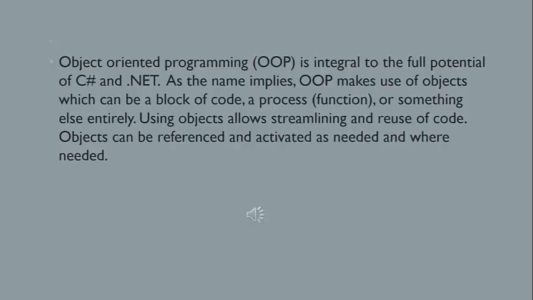Object-Oriented Programming, or OOP, is integral to the full potential of C# and .NET. As the name implies, OOP makes use of objects, which can be a block of code, a process, function, or something else entirely. Using objects allows streamlining and reuse of code. Objects can be referenced and activated as needed and where needed.